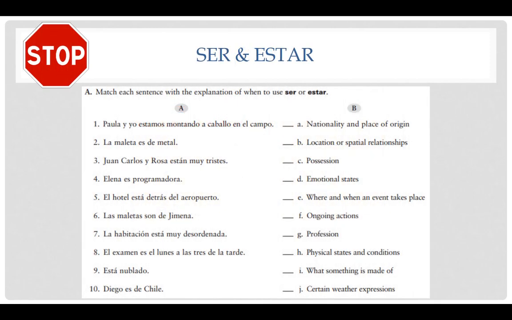Match each sentence with the explanation of when to use ser or estar. Please pause the presentation and complete this activity. When you have finished, press play to check your answers on the next slide. Pause the presentation now.